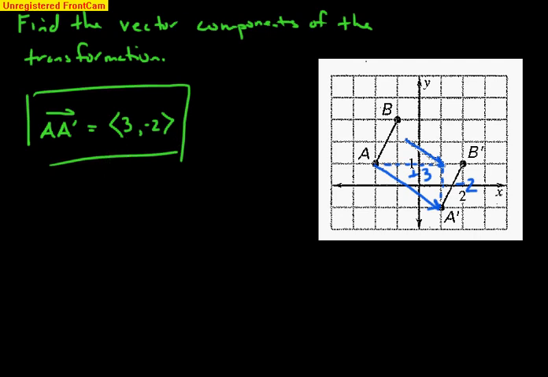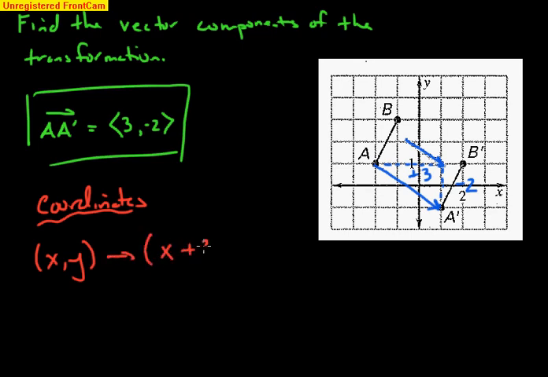3, -2. Now, if I want to put it in coordinate notation, just to see how coordinates go back and forth. Remember that in component form, those numbers just go with your x and your y. X +3, y -2. So this would be a way to describe the translation in coordinate notation.